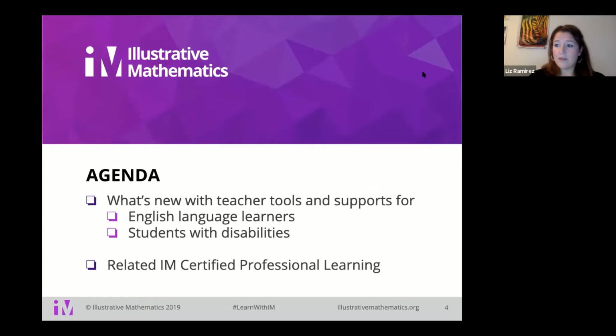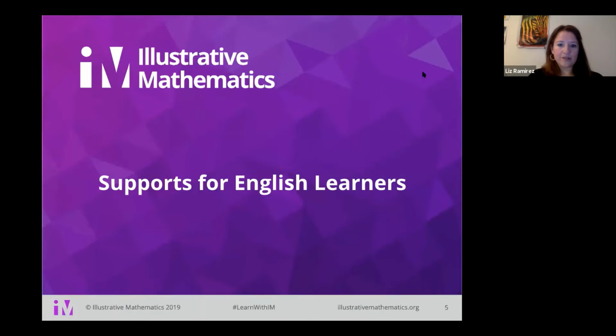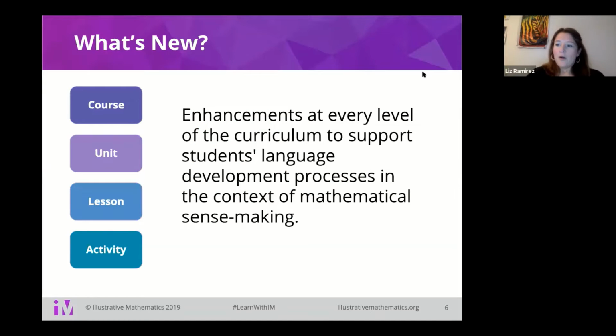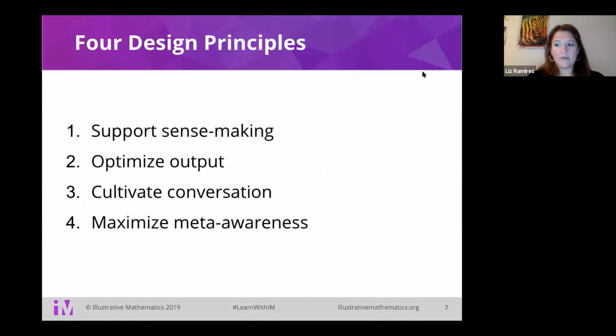So first up, supports for English learners. We've made some exciting changes by enhancing the existing resources and adding some new features that promote and develop mathematical language at every level of the curriculum, from the course level right down to the activity level. All of the work we've done stems from the framework for supporting English learners designed for us by the Understanding Language team at the Stanford Center for Assessment, Learning, and Equity, formerly UL Scale.